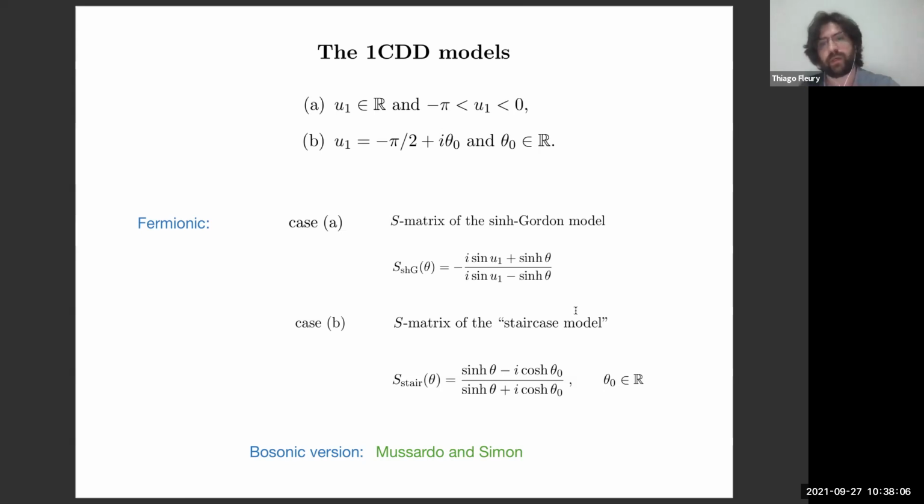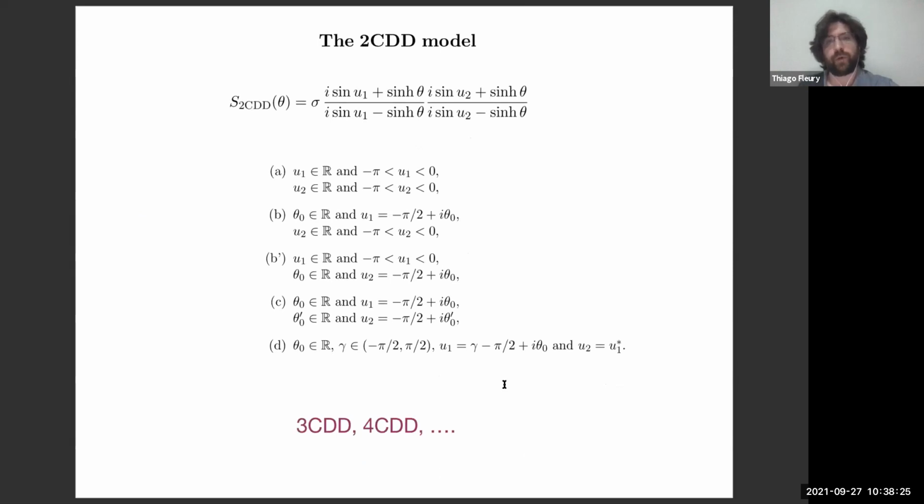It shows a very nice behavior, as I will show. And the bosonic version of these one CDD models has also been considered in the literature, beginning with the Mussardo and Simon paper. And for the two CDD models, you just have these cases here. You can classify different possible models, also fermionic and bosonic.